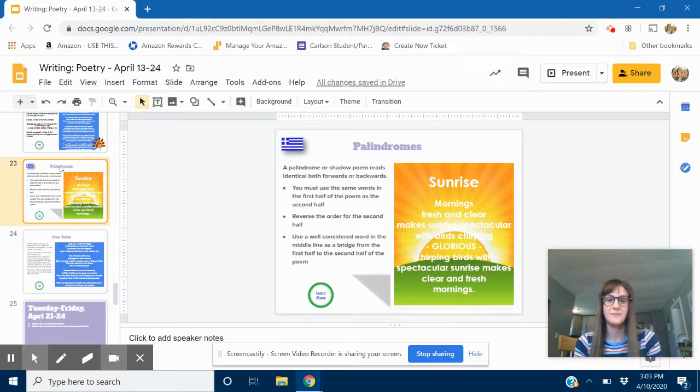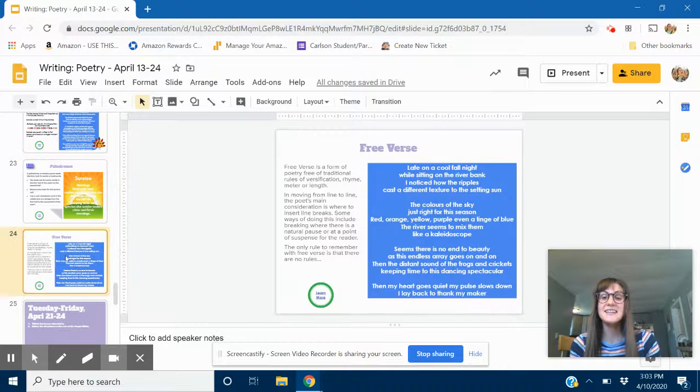It says, sunrise. Mornings, fresh and clear, make sunrise spectacular with birds chirping. Glorious. Chirping birds with spectacular sunrise makes clear and fresh mornings. Notice how it is the same forward and backwards.